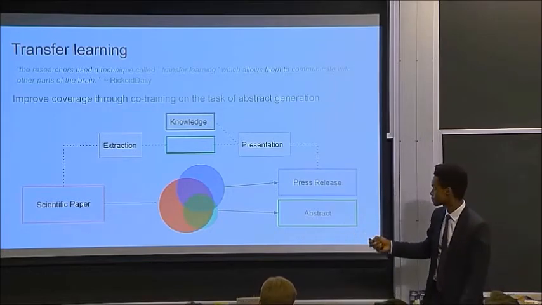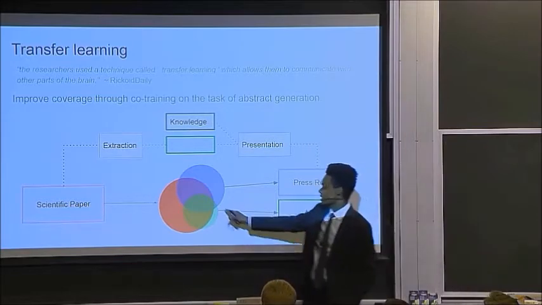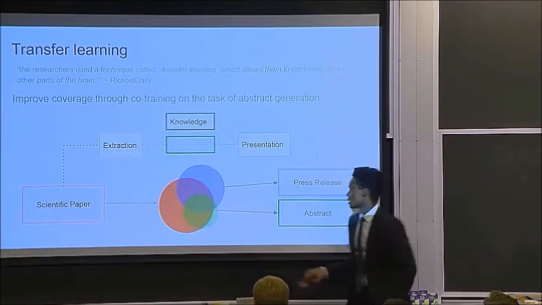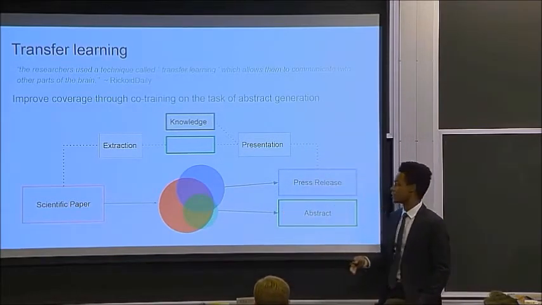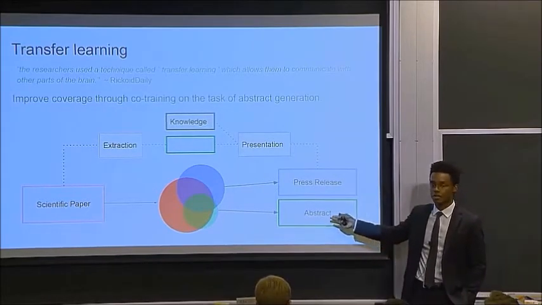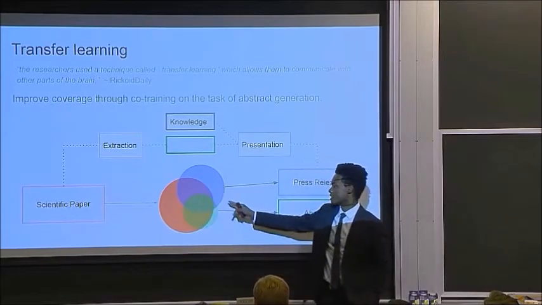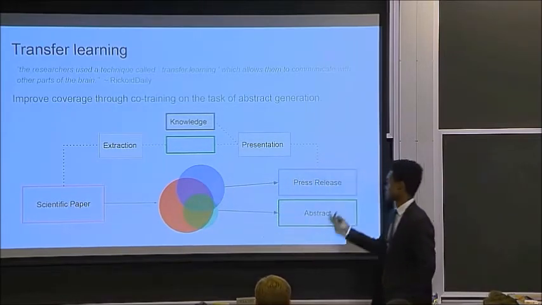And if we look back at our pipeline diagram, we see that the information contained in an abstract, in green, is mainly contained also within the scientific paper. And so we reason that if we co-train on abstract generation, the model will learn to focus on this information rather than being distracted by the other information that's in a press release.